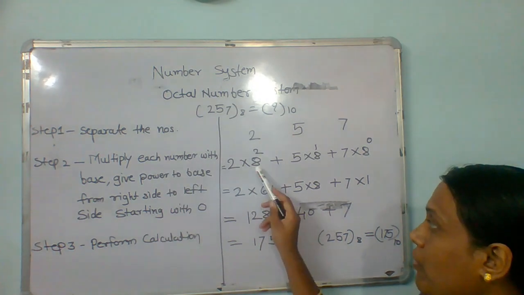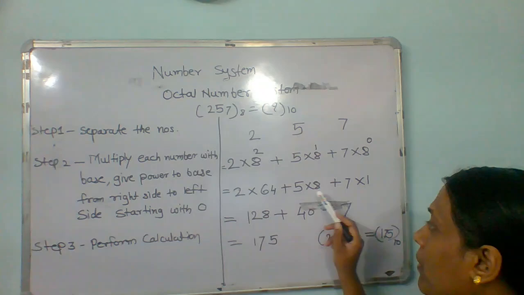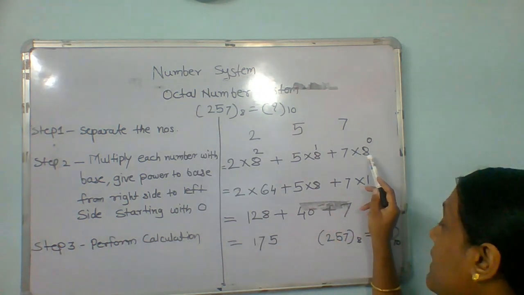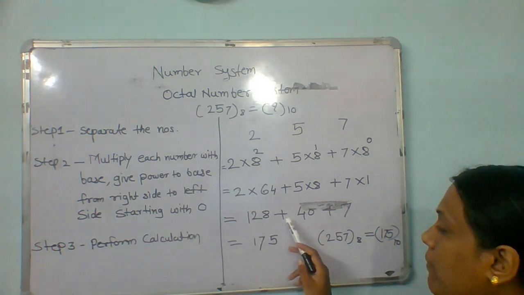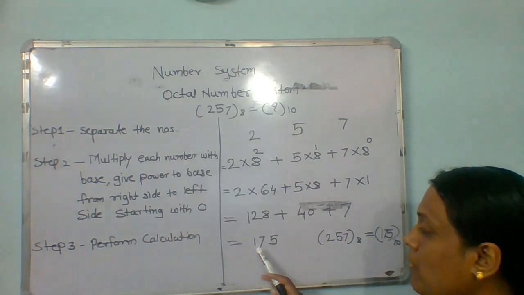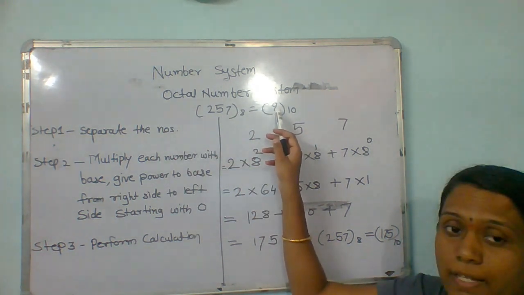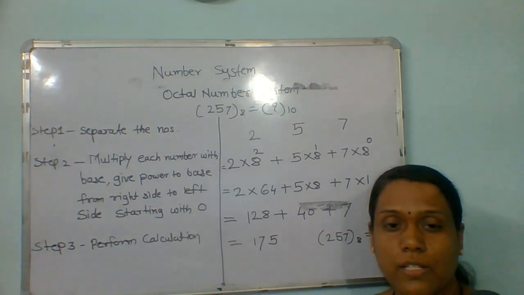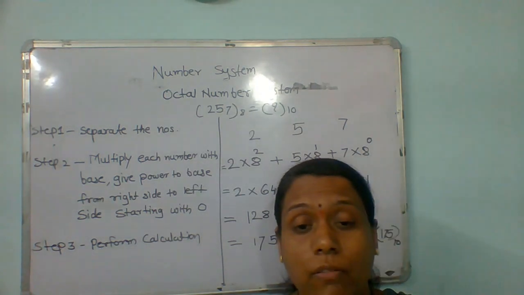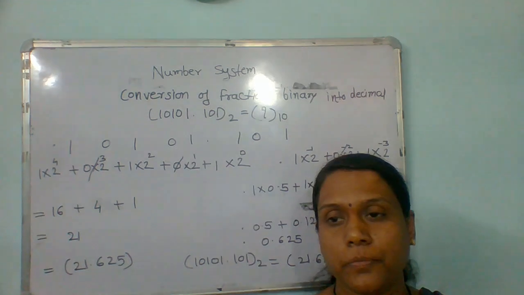2 into 8 raised to 2 is 64, plus 5 into 8 raised to 1 is 8, plus 7 into 8 raised to 0, which becomes 1. So 7 into 1. 128 plus 40 plus 7 gives 175. So when we convert the octal number 257 into decimal, it becomes 175. This is the simple conversion of the octal number system into the decimal number system. Next we see the next number system.